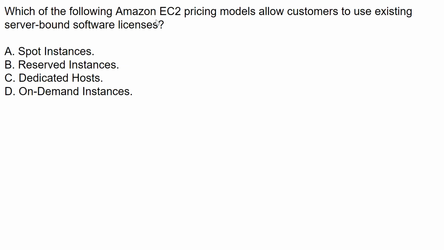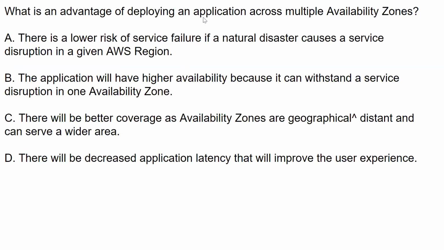Which of the following EC2 pricing models allow customers to use existing server-bound software licenses? Spot instances, reserved instances, dedicated hosts, on-demand instances. Dedicated host. What is an advantage of deploying an application across multiple AZs?